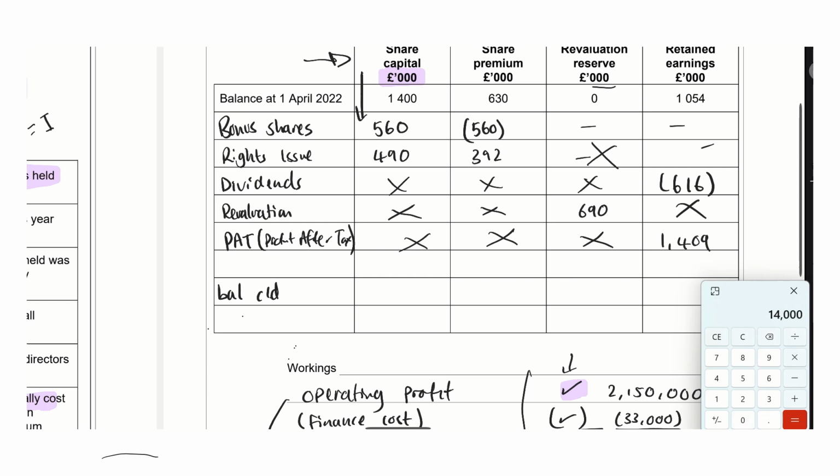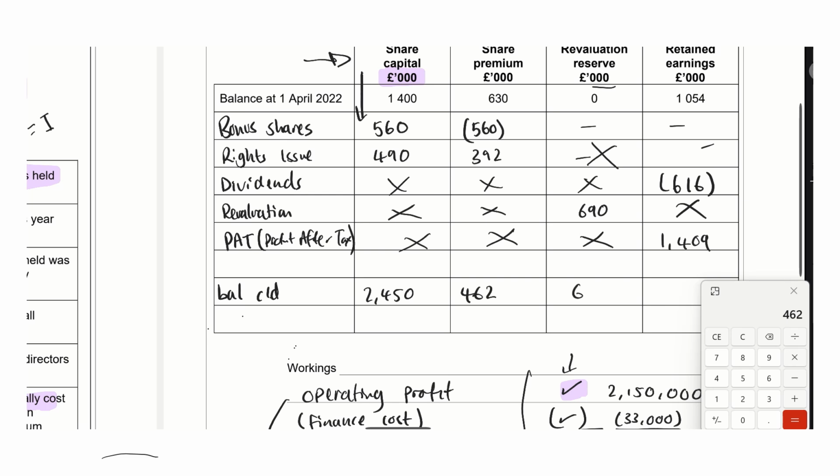So you simply add up this way: 1.4 million plus 560 plus 490, and you get 2,450,000. And you do the same: 630,000, take away 560, add the 392, and you get 462.